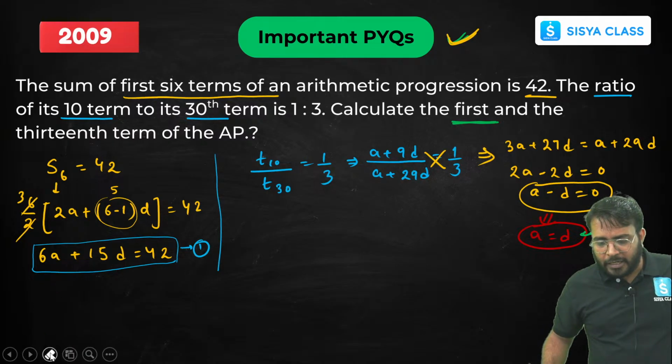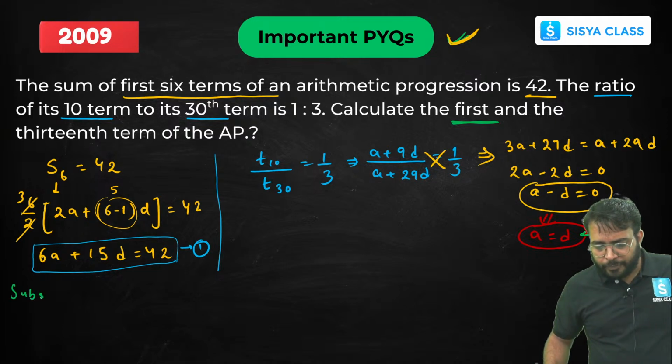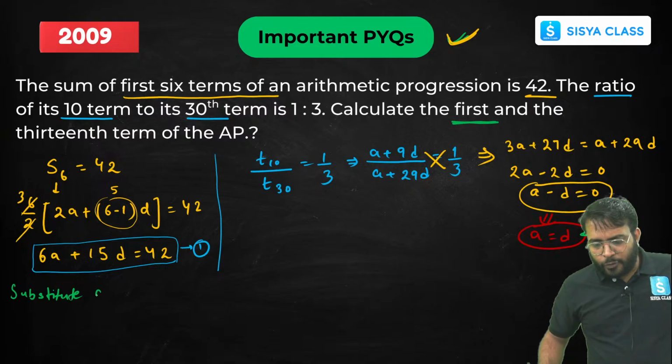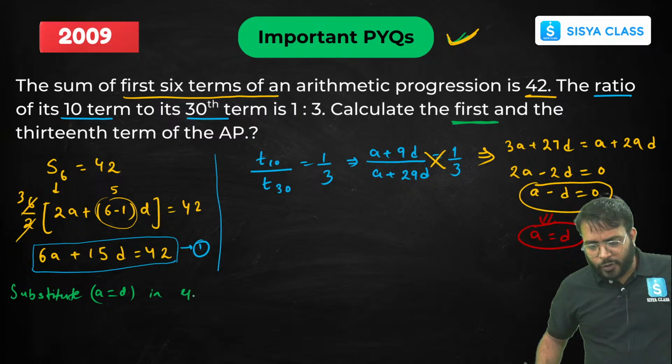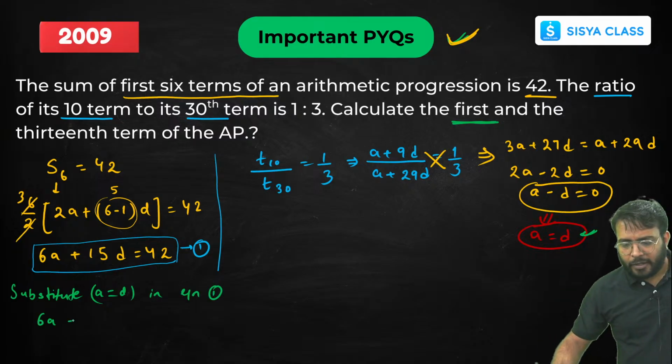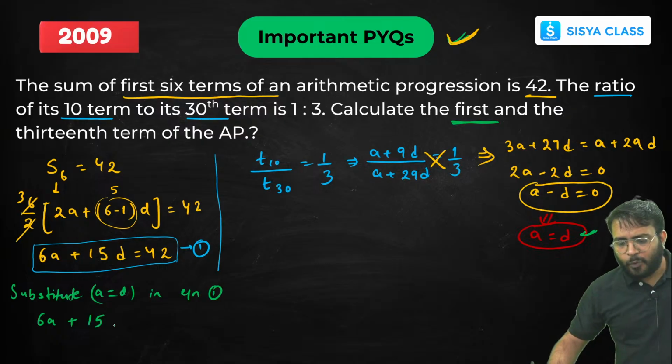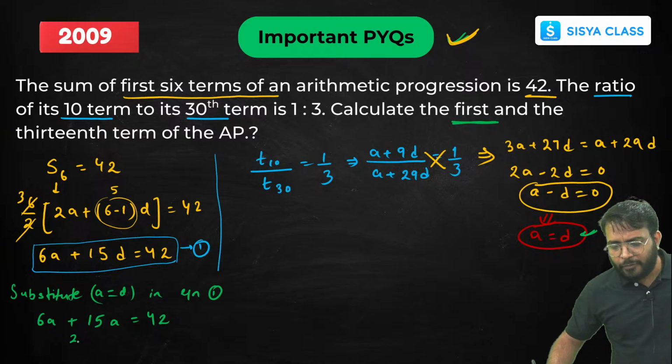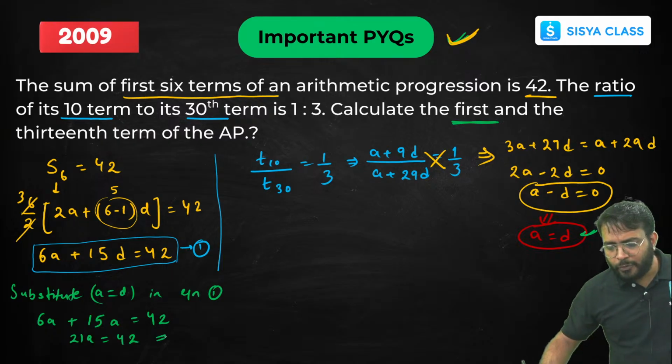I will substitute a is equal to d in equation 1. What I will get? 6a plus d, and a and d both are equal. So that means I can write 15a is equal to 42. And from here I will get 21a is equal to 42, which means a is going to be 2. That means the value of a is going to be 2.